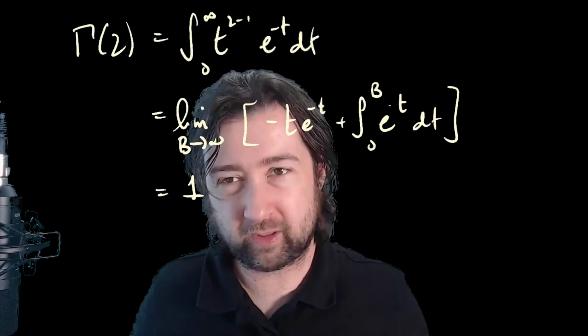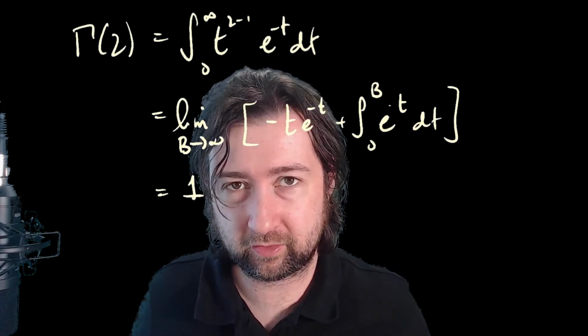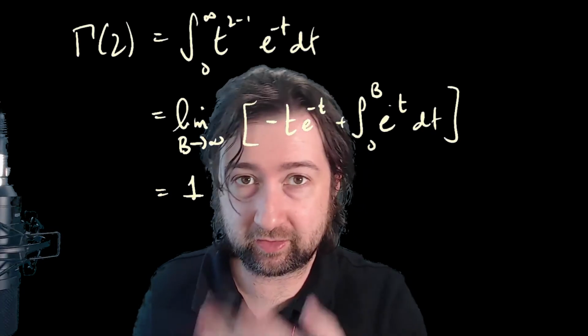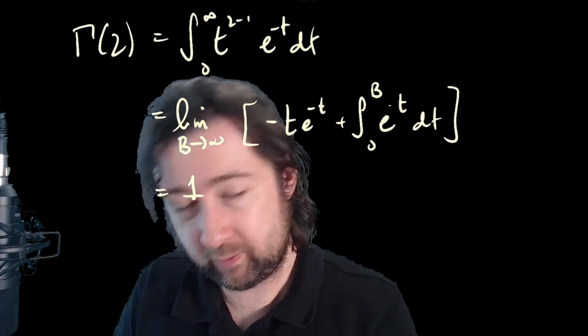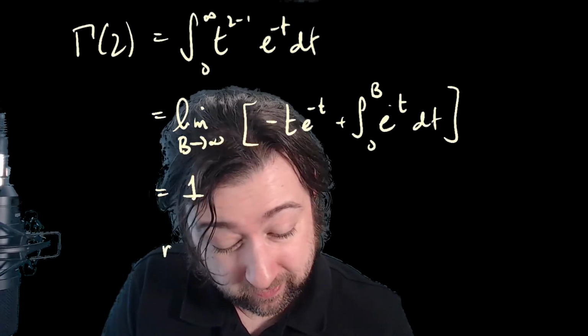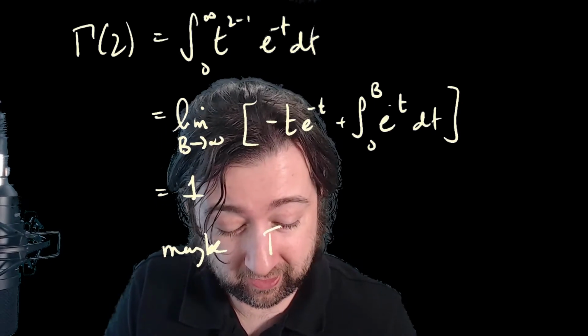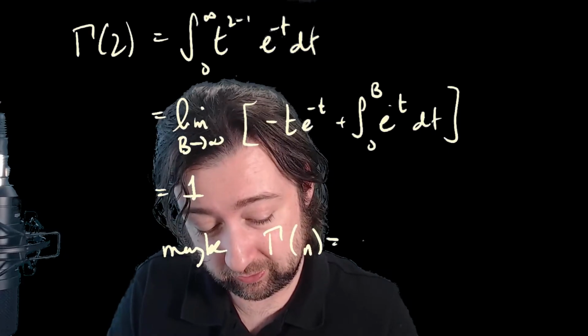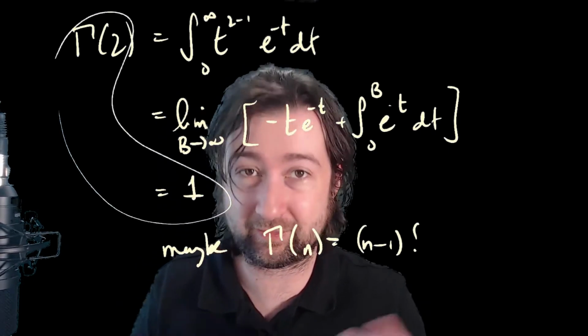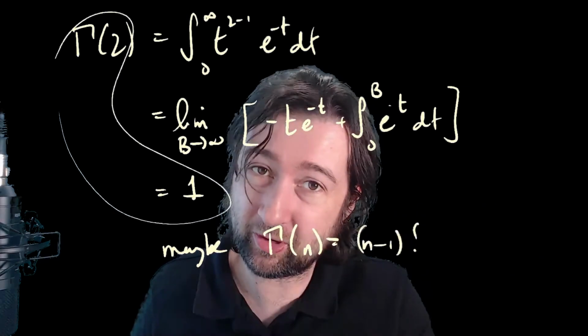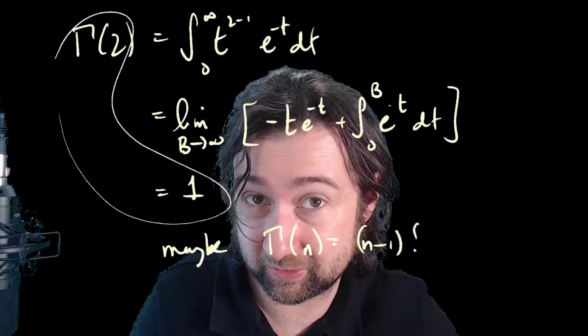So far, so good. I put in a 2 and I got out a 1, so maybe it takes the factorial of one number lower. Well, we could check that. Maybe we guess already that maybe we believe that gamma of n is equal to n minus 1 factorial on the basis of this very weak piece of evidence. We'd have much stronger evidence if we computed it for one more value.